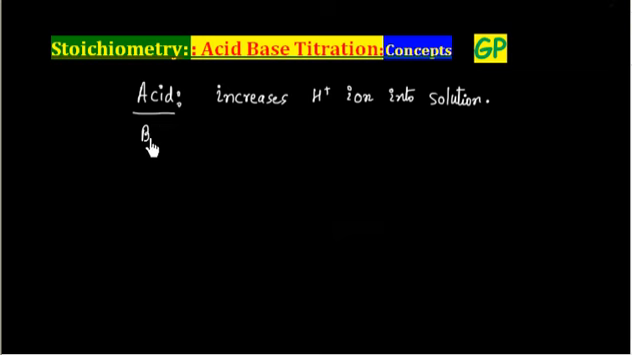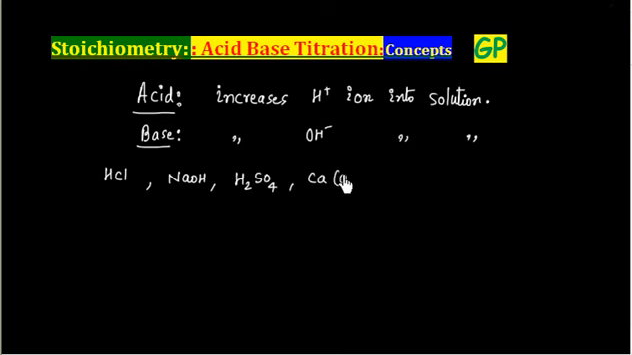And what is a base? If I say it increases OH- ion into the solution. Like HCl is a strong acid, NaOH is a strong base. H2SO4 will give you H+, so this is an acid. Calcium hydroxide is a base because it will increase OH-. An acid will increase H+, a base will increase OH-.